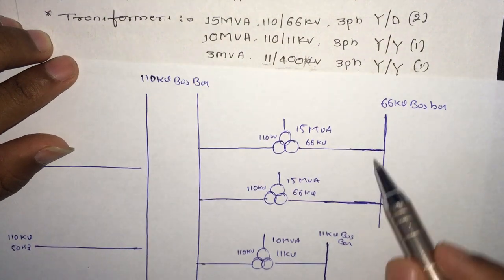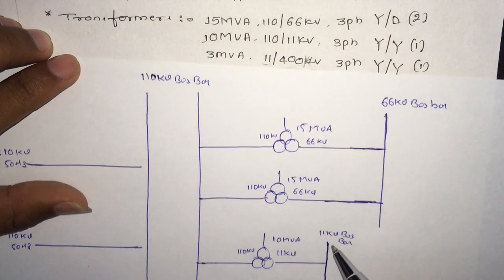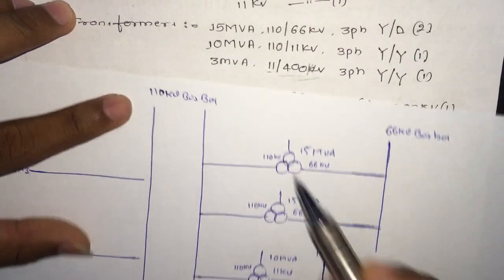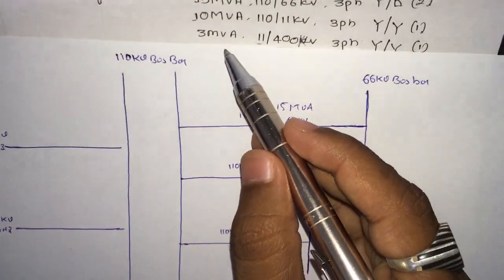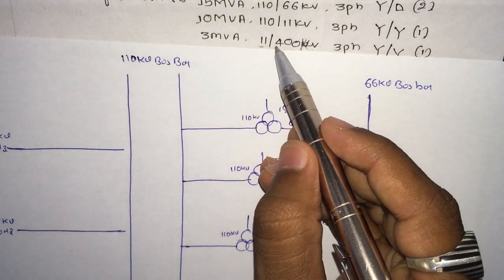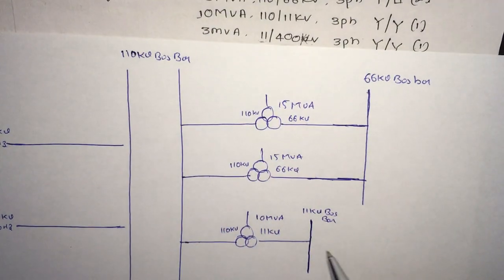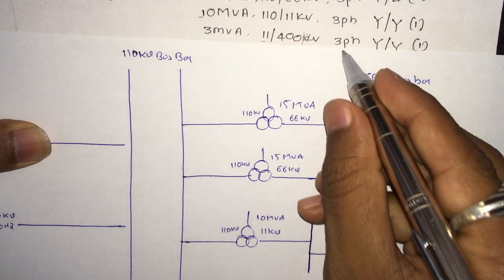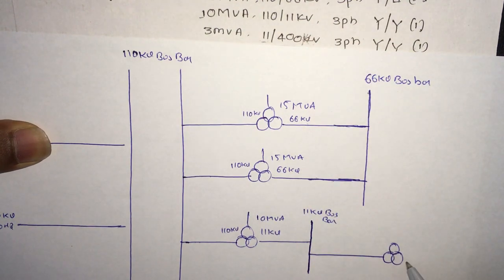Let us see, do we have any 11 kV bus bar here? Yes, we are having one 11 kV bus bar. We can use this 3 MVA 11 kV/400 volt transformer on this line. Okay, let us connect this transformer. It's also a 3 phase transformer. Connect this 3 phase transformer, which is 11 kV/400 volt.